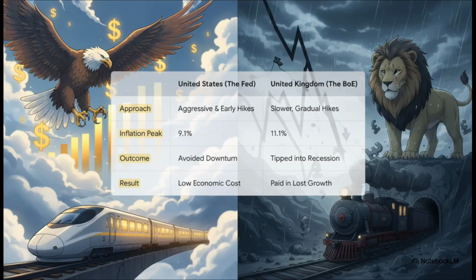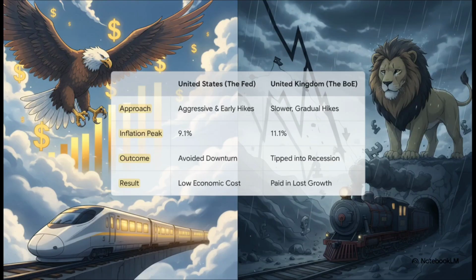And here is where their stories completely split. The US Fed went in hard and fast, an aggressive, front-loaded approach. And you know what? It worked. They managed to cool inflation without crashing the economy into a recession. It was the famous soft landing.